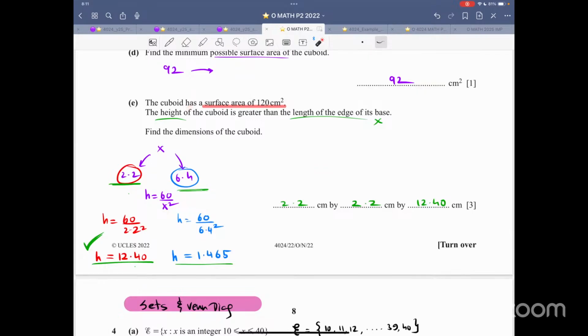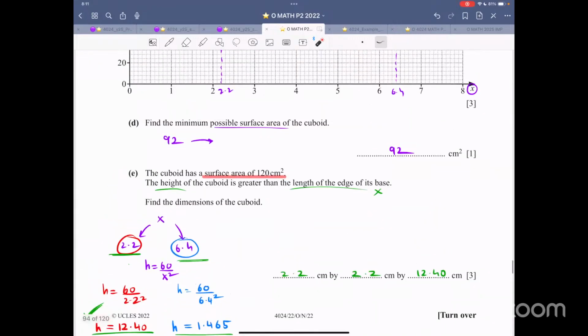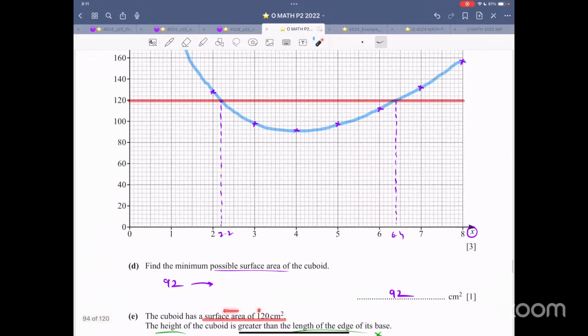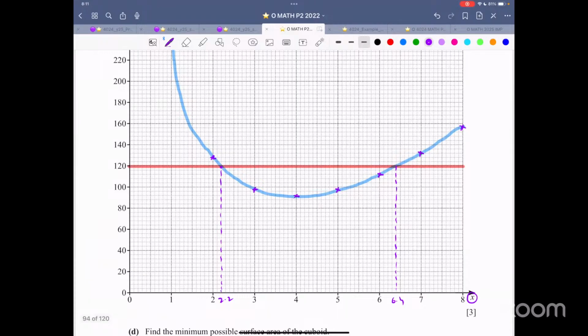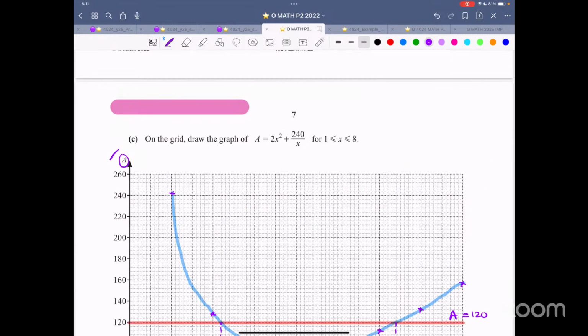The cuboid has a surface area of 120. The height of the cuboid is greater than the length of the edge of the base. What does that mean? We'll think about it. Find the dimensions of the cuboid. So the surface area is 120. Therefore, draw the line A equals 120, because on the y-axis, it's written as A.